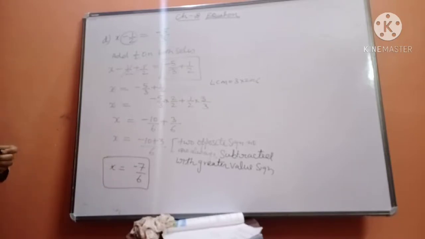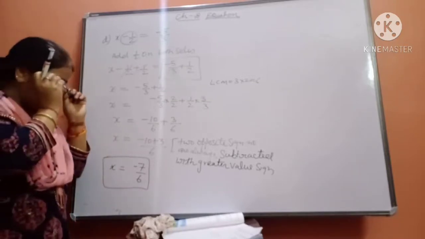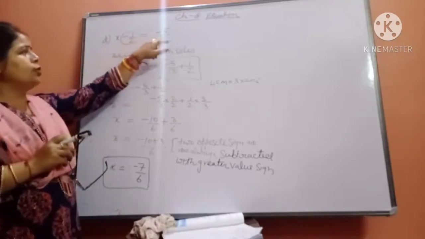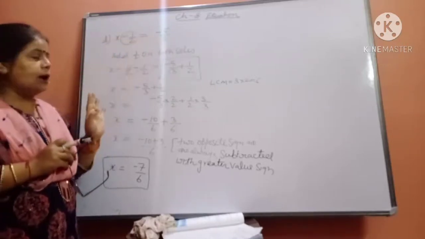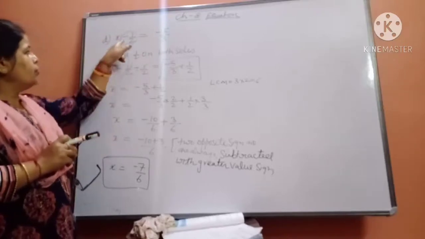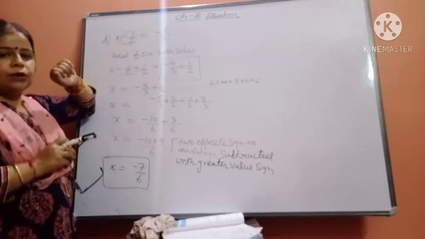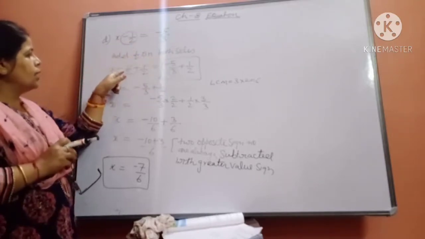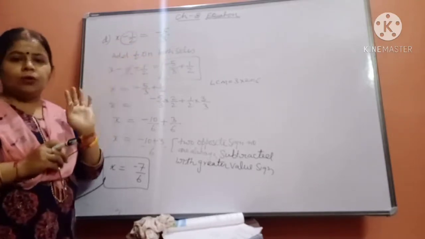See, again one more time I am explaining to you, beta, how you will do this question. x minus 1/2 is equal to minus 5/3, we have been given. So we don't want this minus 1/2 here. What will we do? Add 1/2 on both sides. In this way, minus 1/2 and plus 1/2 will become cancelled.